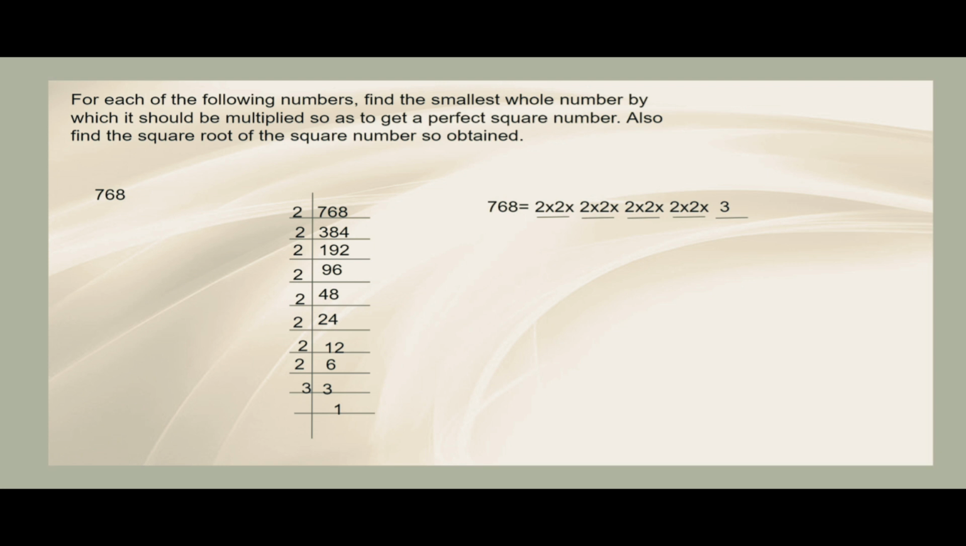Oh, 3 is not a pair. So, to make it a pair, what can we do? We need to multiply it by 3, because in our question we are asked for the smallest whole number by which it should be multiplied. So, to make the pair of 3, we will multiply this number with 3.